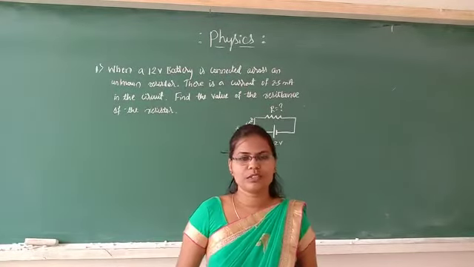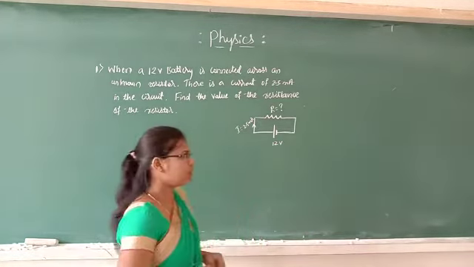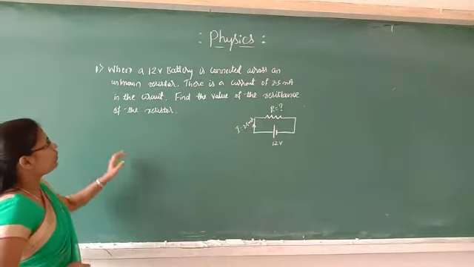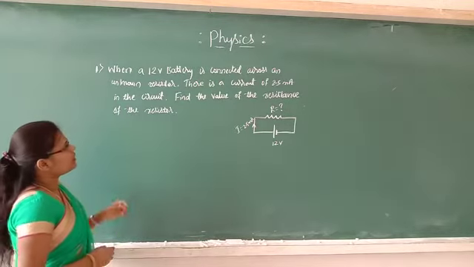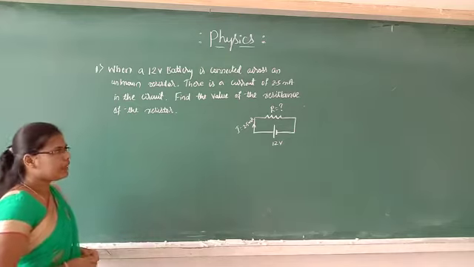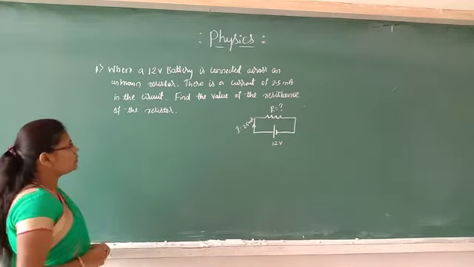We are going to solve some numerical problems based on Ohm's law. Okay, so the first question is, when a 12-volt battery is connected across an unknown resistor, there is a current of 2.5 milliampere in the circuit. Find the value of the resistance of the resistor.